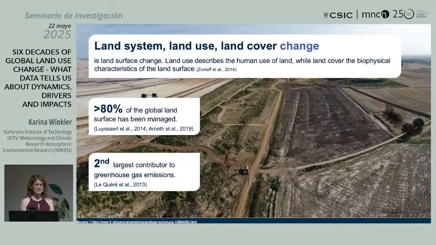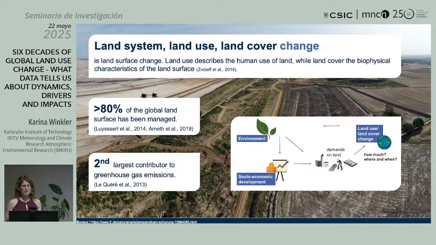Land use change is also the second largest contributor to greenhouse gas emissions. The first one would be fossil fuel combustion. And land use change is entangled with many drivers, and land use change happens when we as a society place more and more demands on the land surface. And the land use change itself impacts the environment and also the society, and there's this continuous feedback.